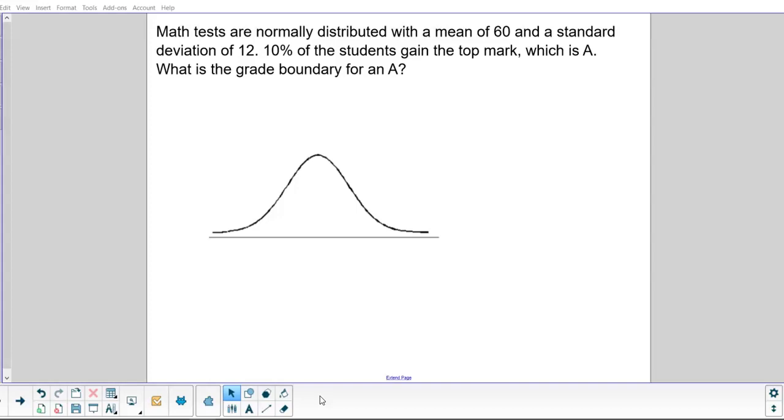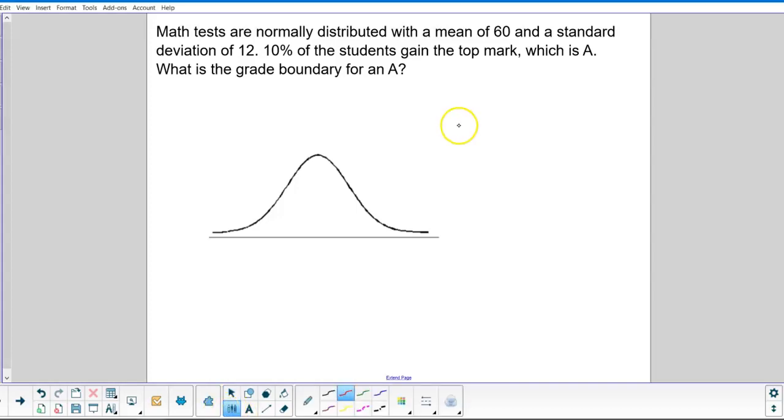Maths tests are normally distributed with a mean of 60 and a standard deviation. Just write out that information. So a mean of 60 and a standard deviation of 12. Let's put that in, 12 squared. Okay.